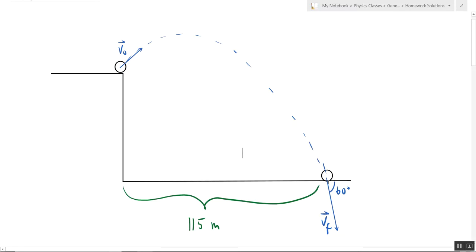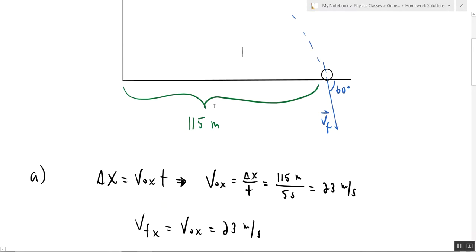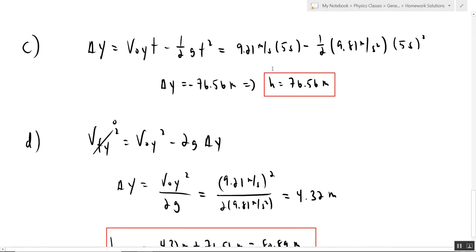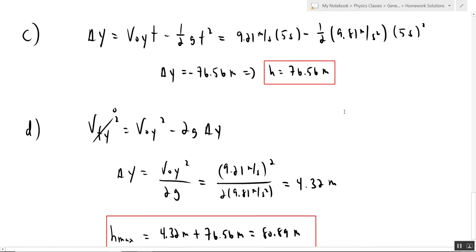You could also use vfy squared is equal to v0y squared minus 2g delta y. That's another thing you can use. But the other, we know the time it's in the air for, and we know v0y. So that's the equation we're going to use, which is this. So you get negative, which means it goes down 76.56 meters, but obviously the height is 76.56 meters.